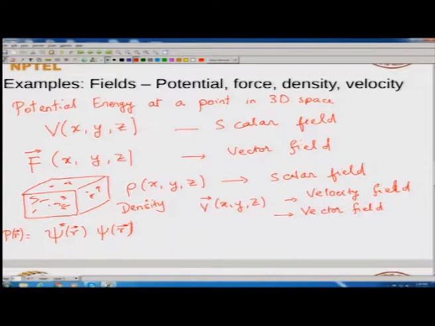Now this is a scalar field, because you can calculate the probability of finding a particle at some point in space. So that is another example of scalar fields. You encounter these objects all the time in various courses, so you should be aware of what scalar and vector fields are.